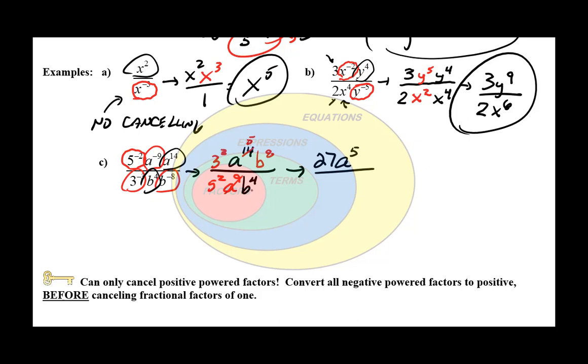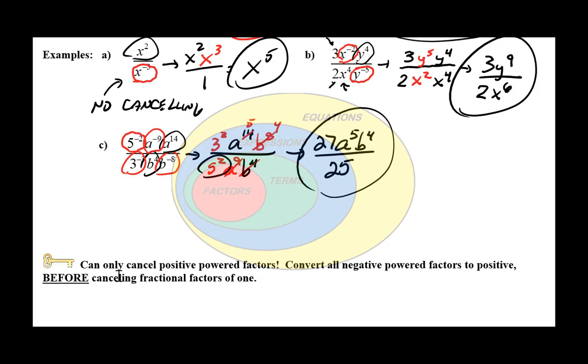B to the 8th over b to the 4th, so all 4 of the b's in the denominator will cancel, leaving 4 b's in the numerator. So this would be b to the fourth. And then the last one, we have this factor of 5 squared in the denominator that stays there. 5 squared is 25. So again, it's really important that we cancel positive powered factors only. So we want to convert all the negative powered factors to positive, basically before we cancel.